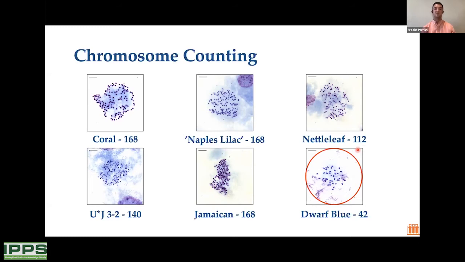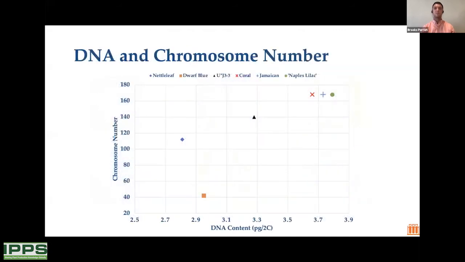And knowing that chromosome number of 42, we're able to calculate and know that it has a different base chromosome number as well. This is really interesting because Dwarf Blue wasn't the lowest DNA content that we calculated in the study, but it has a drastically lower chromosome number.